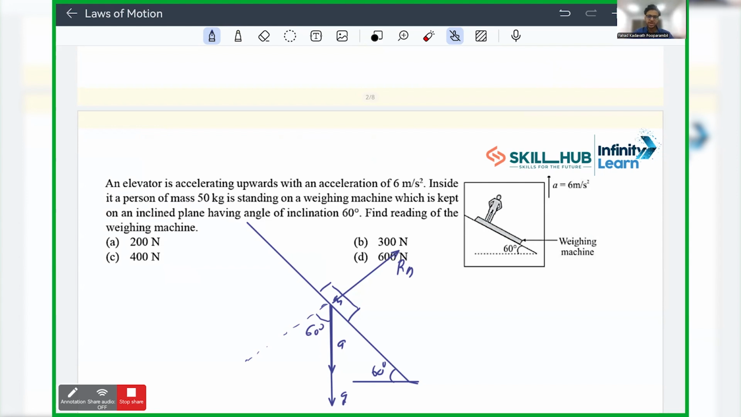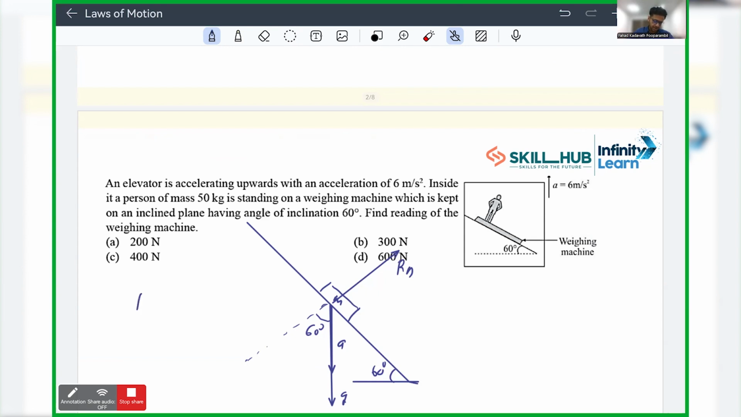And we need to find the reading of the weighing machine. The reading of the weighing machine is nothing but the reaction force. Once you find the reaction force, that would be the reading of the weighing machine. For finding the reaction force, we can resolve the forces perpendicular to the surface.